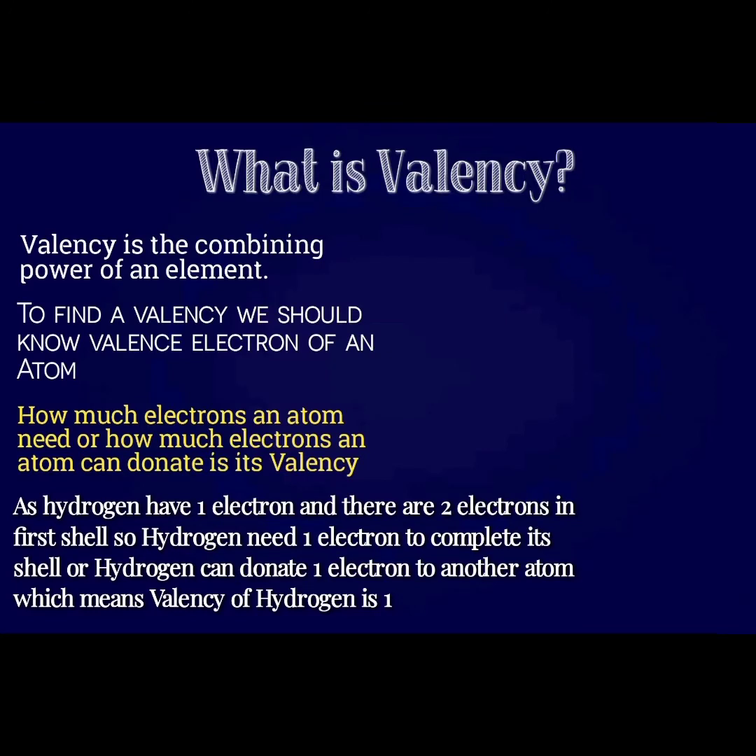What is valency? Valency is the combining power of an element, and some elements do not have valency. To find a valency, we should know the valence electrons of an atom. How many electrons an atom needs or how many electrons an atom can donate is its valency. As hydrogen has one electron and there are two electrons in the first shell, hydrogen needs one electron to complete its shell, or hydrogen can donate one electron to another atom, which means the valency of hydrogen is 1.